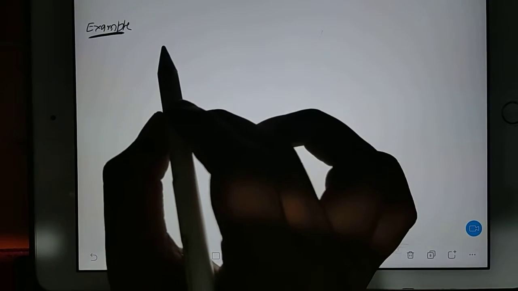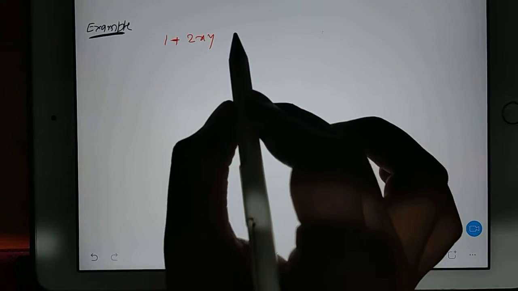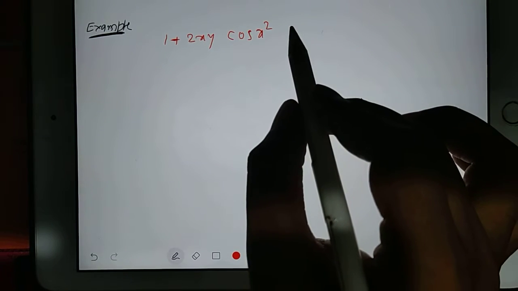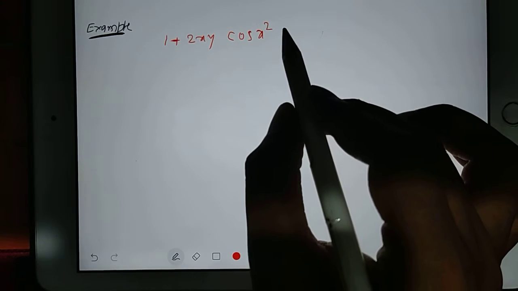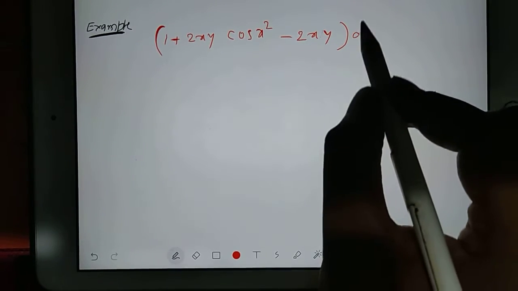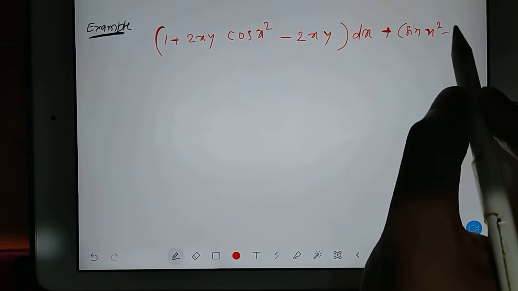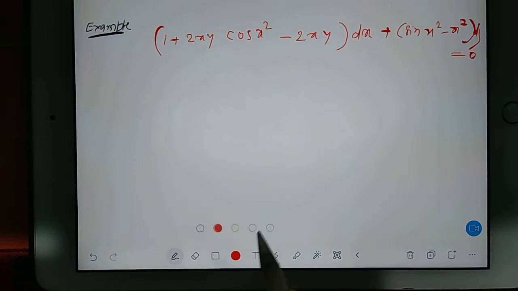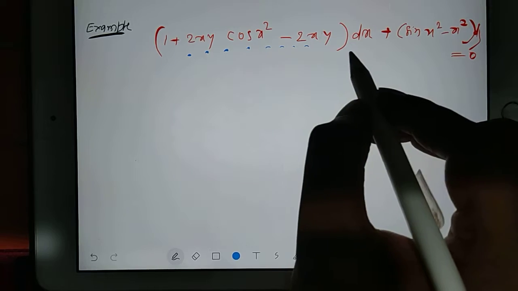Now you see, suppose I am taking the example (1 plus 2xy cos x square). Now here you see, where is the square? It is not cos square x, it is cos x square. In the last class I explained what the difference is. 2xy, close the bracket, you got dx here, plus new bracket sin x square minus x square dy is equal to 0.